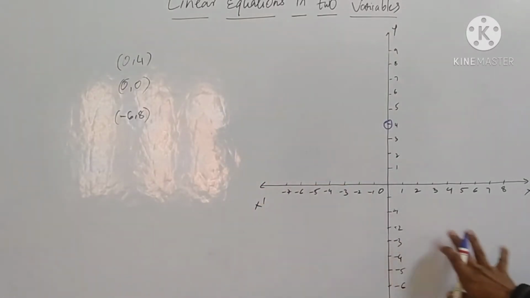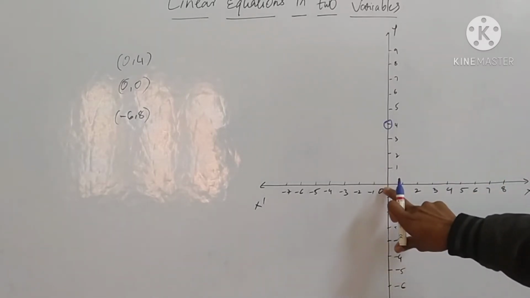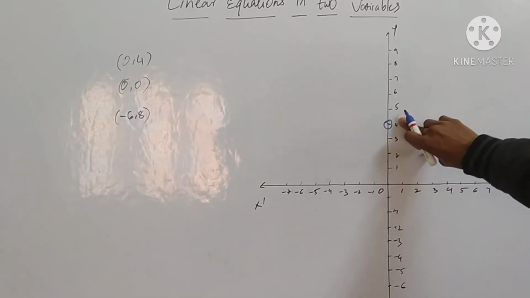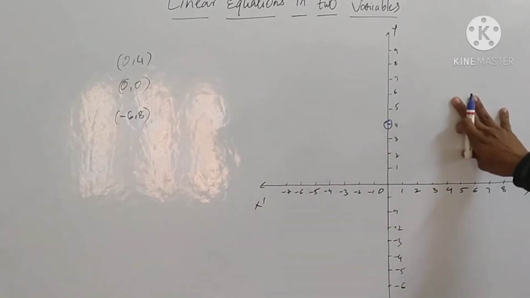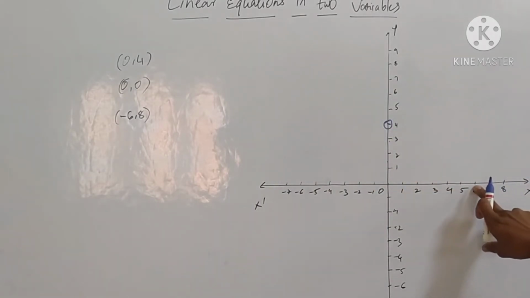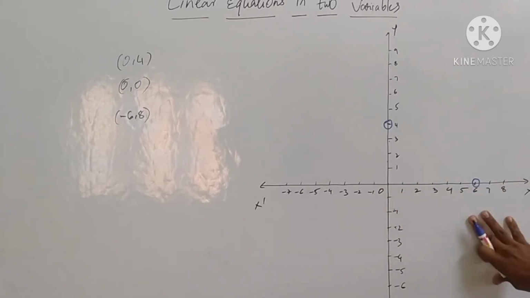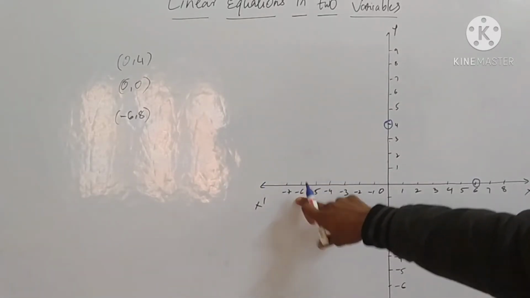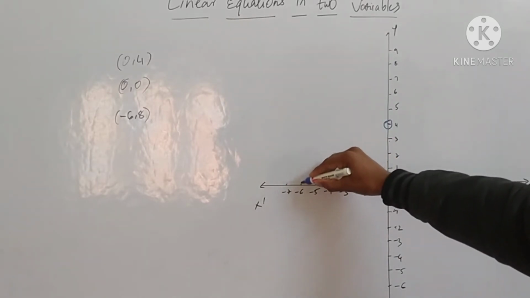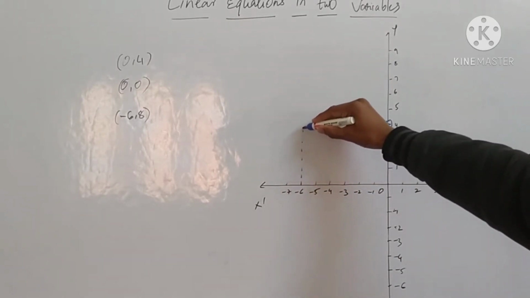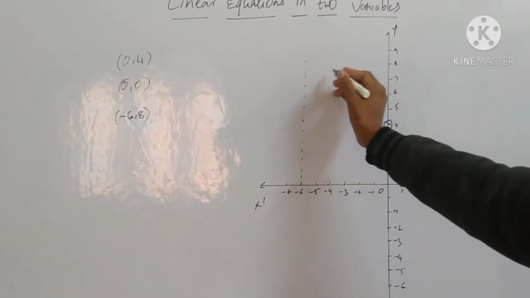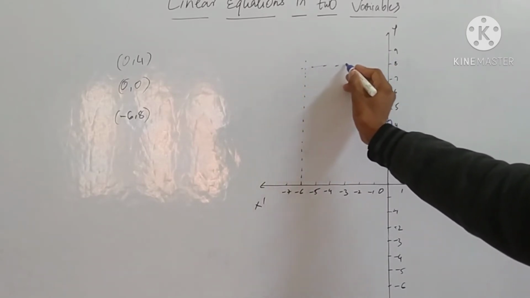Identify these points on the graph. First one 0, 4: x coordinate is 0, y coordinate is 4. Next one, x coordinate is 6, y coordinate is 0. And next one, x coordinate is minus 6, y is 8. Draw a perpendicular line to the x axis, which is parallel to y, and draw a perpendicular to the y axis at y is equal to 8. It is parallel to the x axis.